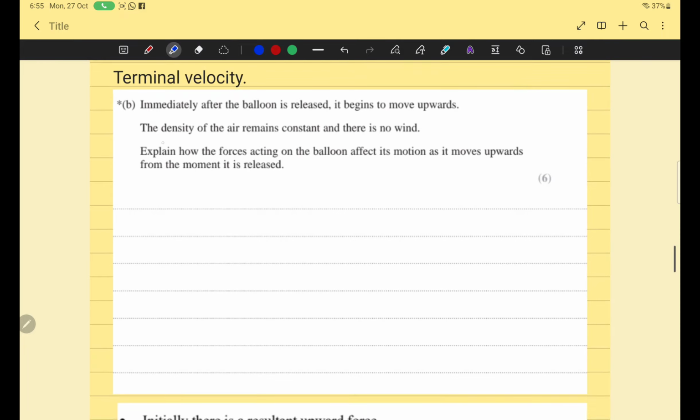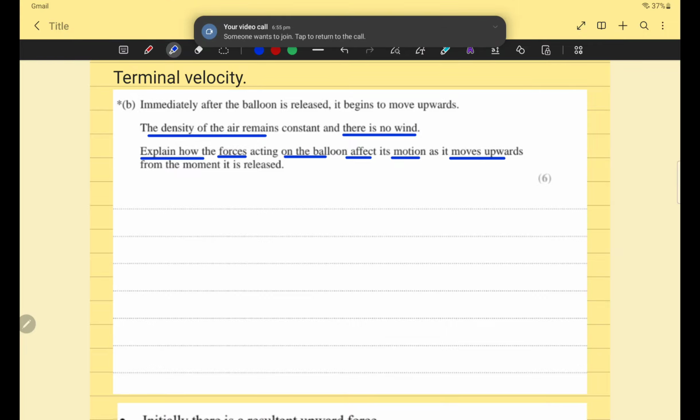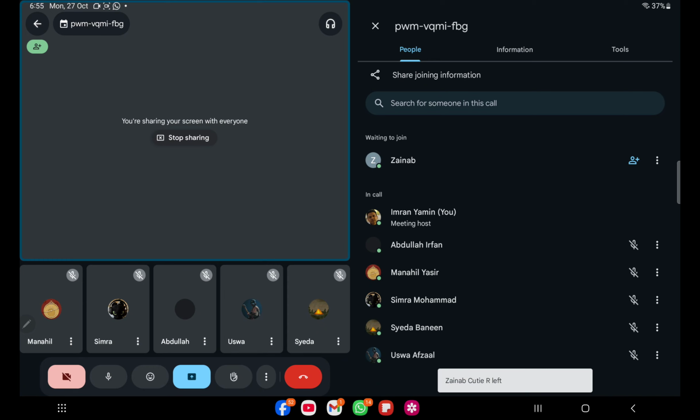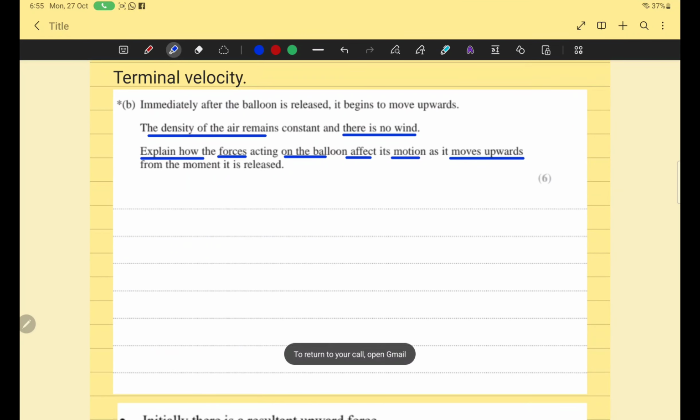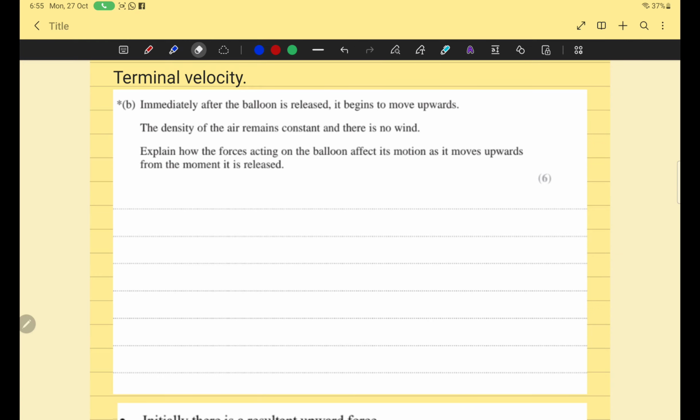The question is: the density of the air is constant, there is no wind. Explain how the forces acting on the balloon affect its motion as it moves upward. Now it is moving upward. When the balloon is moving upward, then what will happen? I am going to explain.